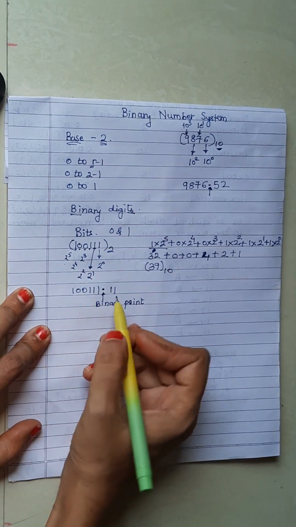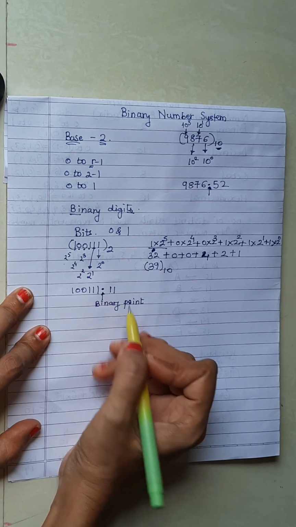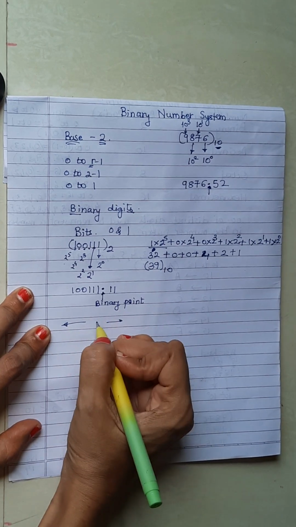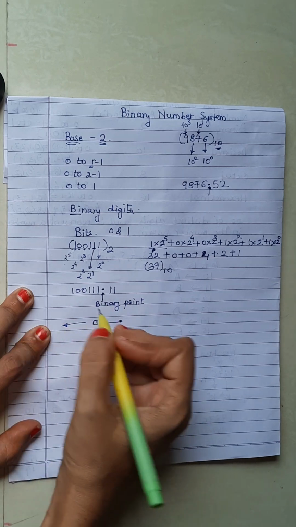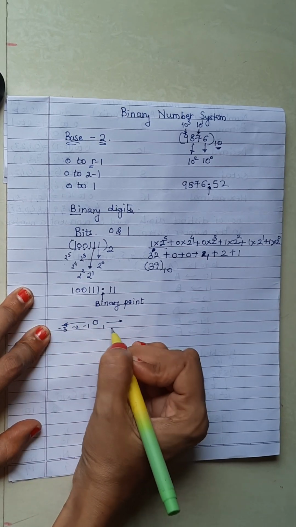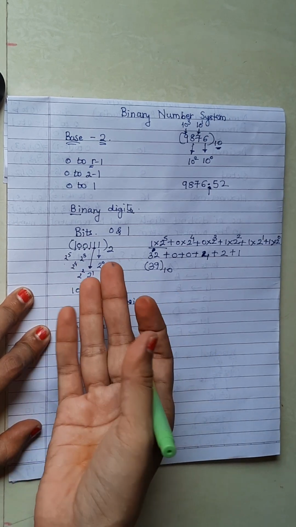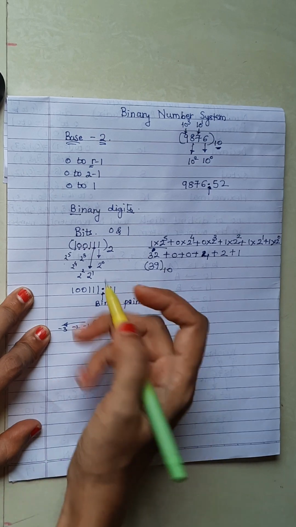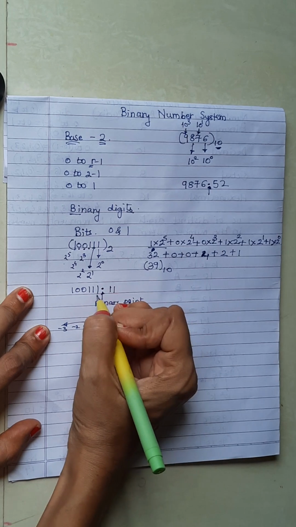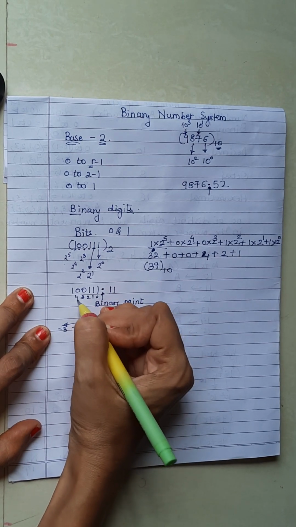Now what if I have a binary point? What would be the weight of the bits after the binary point? As in our number line, we all know at the center we have 0. On the left hand side we have -1, -2, -3, and here we have 1, 2, 3, 4. Right? Here we reverse the number line. In case of the weight of these places, we write 2 raised to 0, 2 raised to 1, 2 raised to 2, 2 raised to 3, 4, 5.